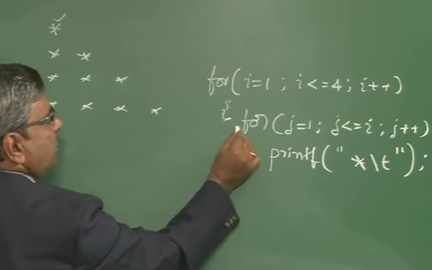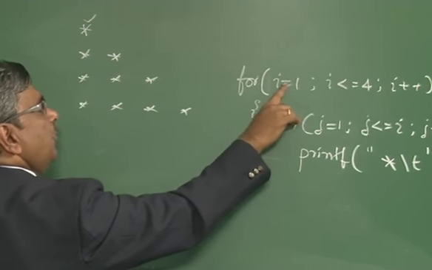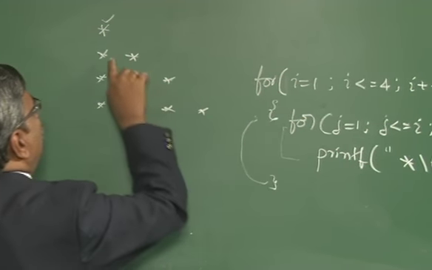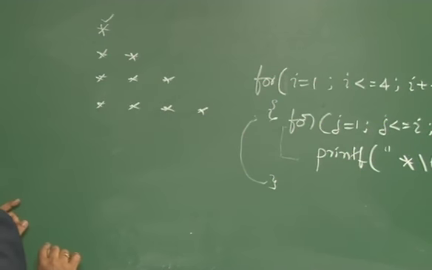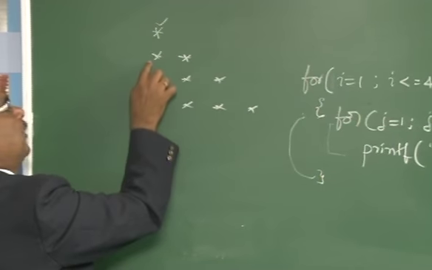This statement will execute one time in the first iteration, when i is 1. When i becomes 2, the control goes back, and when i becomes 2, two stars will be printed. So after the first line is printed, your next line should be printed from a new line.